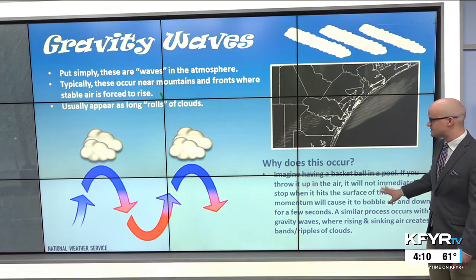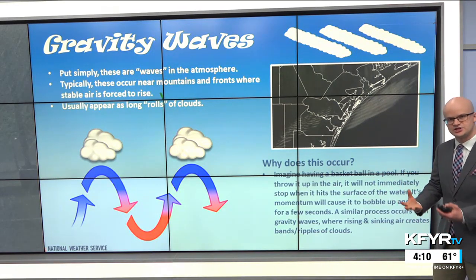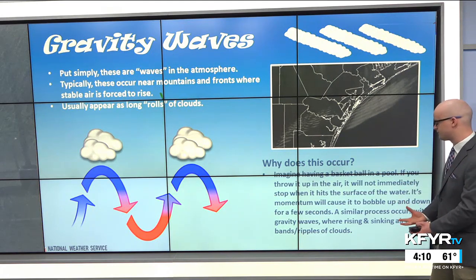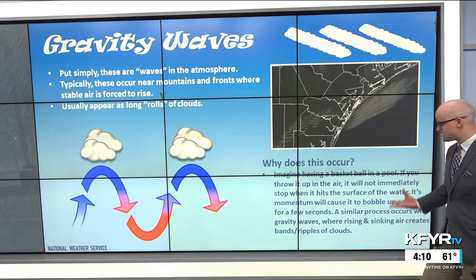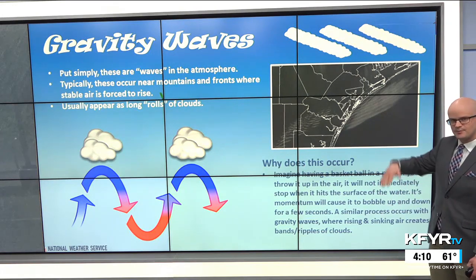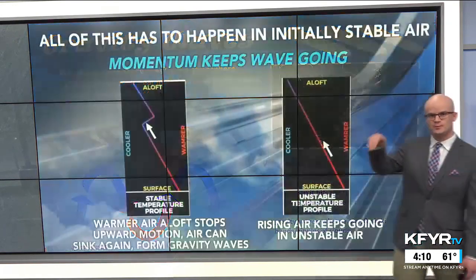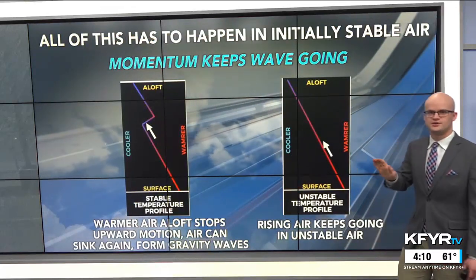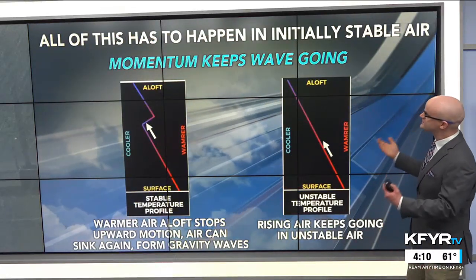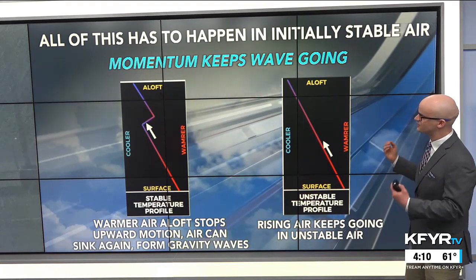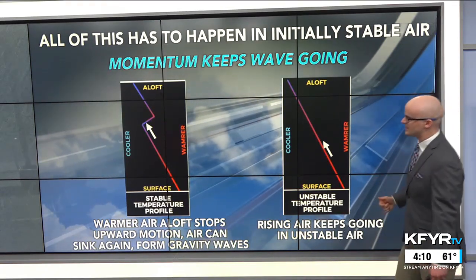And you can kind of envision this as another analogy. If you have a basketball submerged in the pool, if you try to throw it up, it won't immediately stop when it hits the surface of the water. Its momentum will cause it to bob up and down a few seconds. So it's all about momentum transfer here, where the air continues to flow in that wave-like motion. All of this has to happen with initially stable air, and the momentum keeps the wave going.